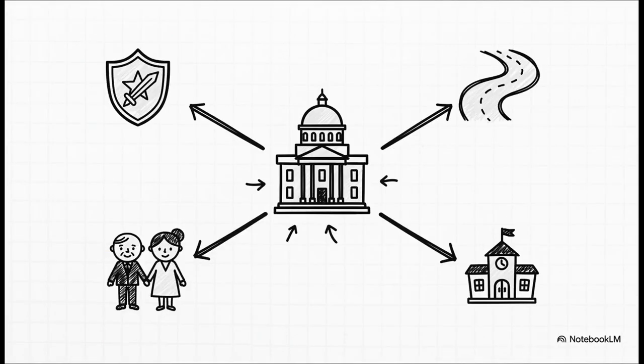And where does all that money go? Well, think of it as a giant national investment portfolio. This is what funds everything from the roads we drive on, to the schools our kids go to, our national defense and crucial safety nets like Social Security. It's basically the funding mechanism for our entire shared society.